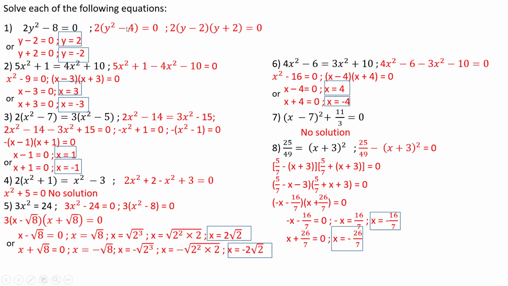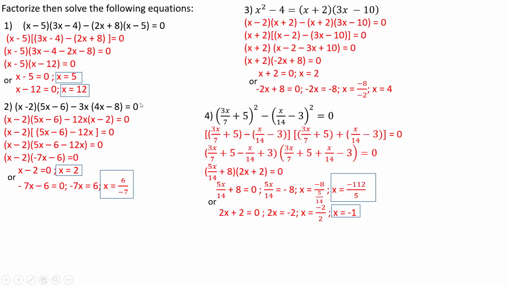Y squared minus 4. How many terms do we have? 2 terms. Is there any common between the terms? No. So we factorize it using remarkable identity 3. Here I see a squared minus b squared. So I write 2 into, A is y and B is 2, y minus 2 into y plus 2 is equal to 0. So this is a product equation. Of course, 2 is not 0, so we do not take it. Y minus 2 is equal to 0, then y is equal to 2. Or y plus 2 is equal to 0, then y is equal to minus 2. Please solve the others, they are very important.